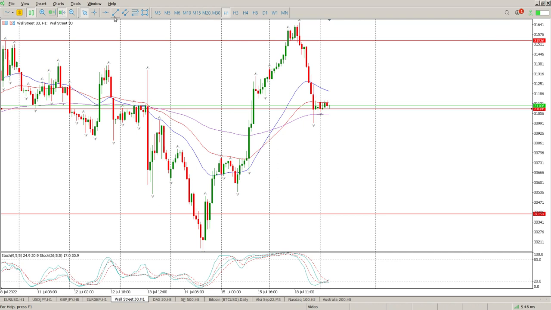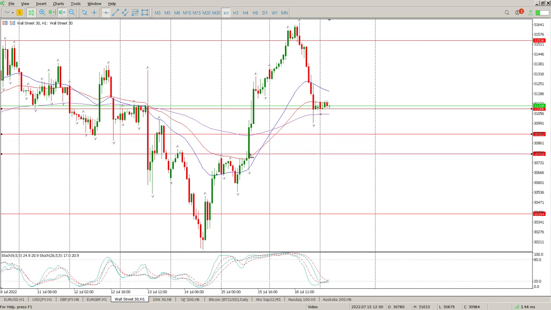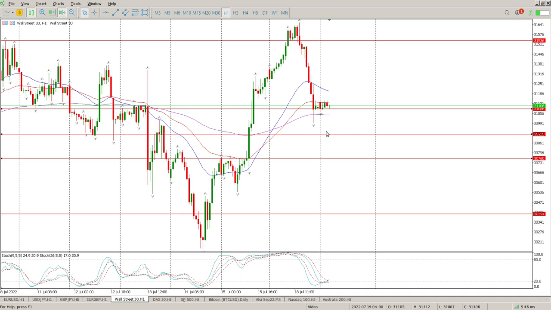For me right now, that is the closest area. There's actually two here. And this is the closest area of support. So you would expect us to come and test 3,900 or 3,760 area. You'd expect us to come down and test that for another move to the upside. But at the moment, we're in amongst the moving averages.